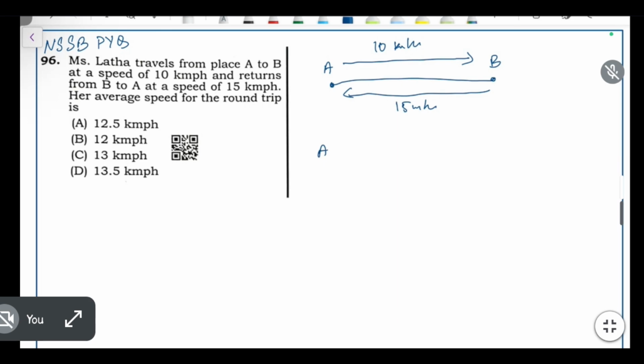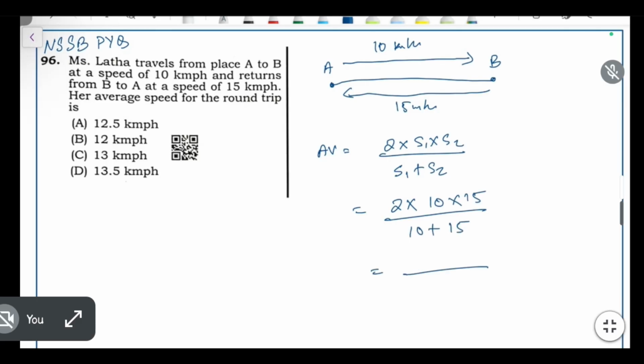We also find average speed here. The average speed formula was 2 times speed 1 into speed 2, divided by speed 1 plus speed 2. Speed 1 is 10 and speed 2 is 15. 10 plus 15 is 25.